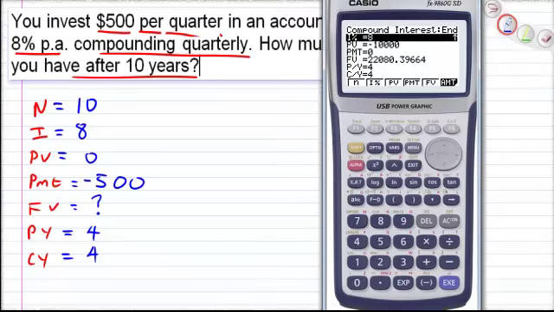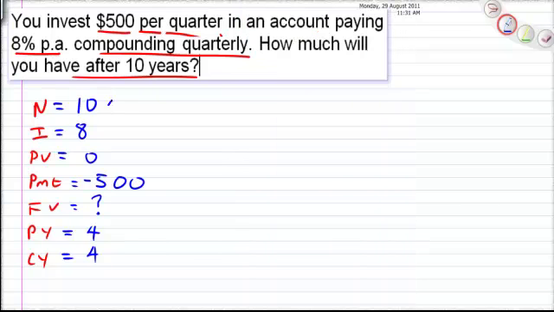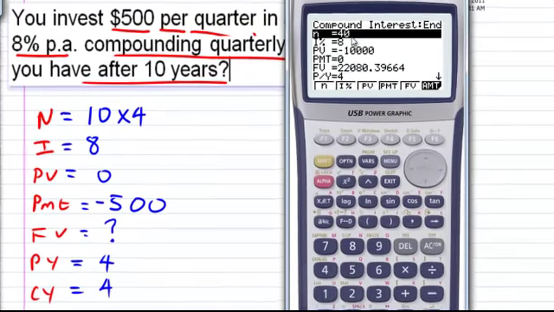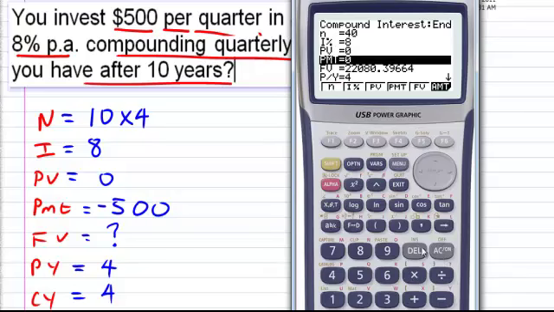Just go back to where you were before, and then you just type in over the top. So we've got n equals 10 times 4. Oops, that should be times 4 here because it's done quarterly. Sorry. So we've got 40 already on the calculator. I is 8. PV at the moment is 10,000, but we just want that to be 0, so you can just delete that and put in 0. And then payment is going to be minus 500. It's got to be a negative number because the calculator is pretending it's a loan, so you're taking money off the principal. Don't worry about that. Just put a negative there and you'll be groovy.